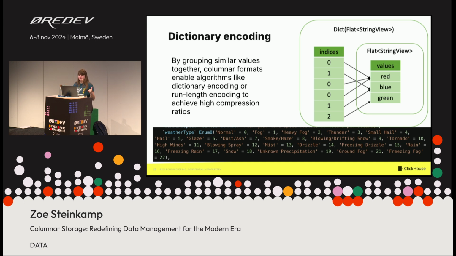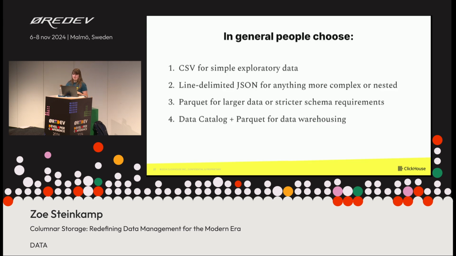So this enables those algorithms. This is something that Apache Parquet can do, which is, again, very good for analytical workloads. ClickHouse is not the only one who does something like this. Most columnar DBs do. So in general, people choose CSVs for simple exploratory data. Great. They choose line delimited JSON for anything more complex or nested data.